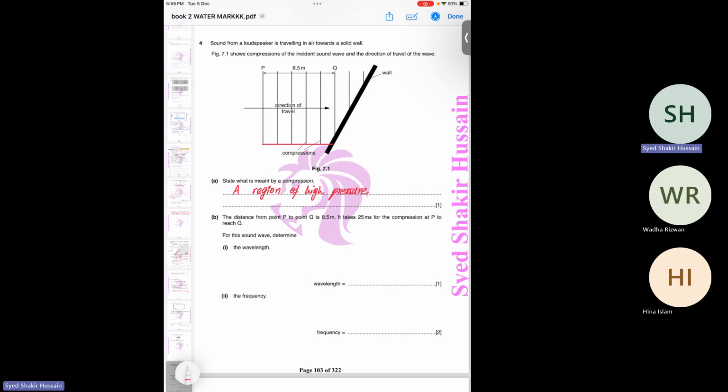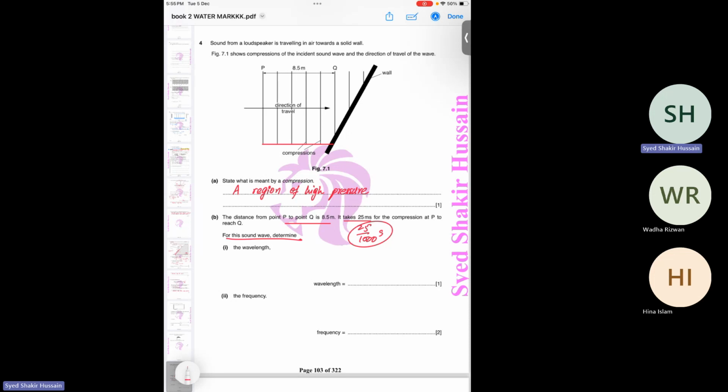Distance from point P to point Q is 8.5. It takes 25 milliseconds. Milliseconds means what? 25 divided by 1000. For the compression at P to reach Q. For this sound wave, determine wavelength. What do we need to determine? The wavelength, right?